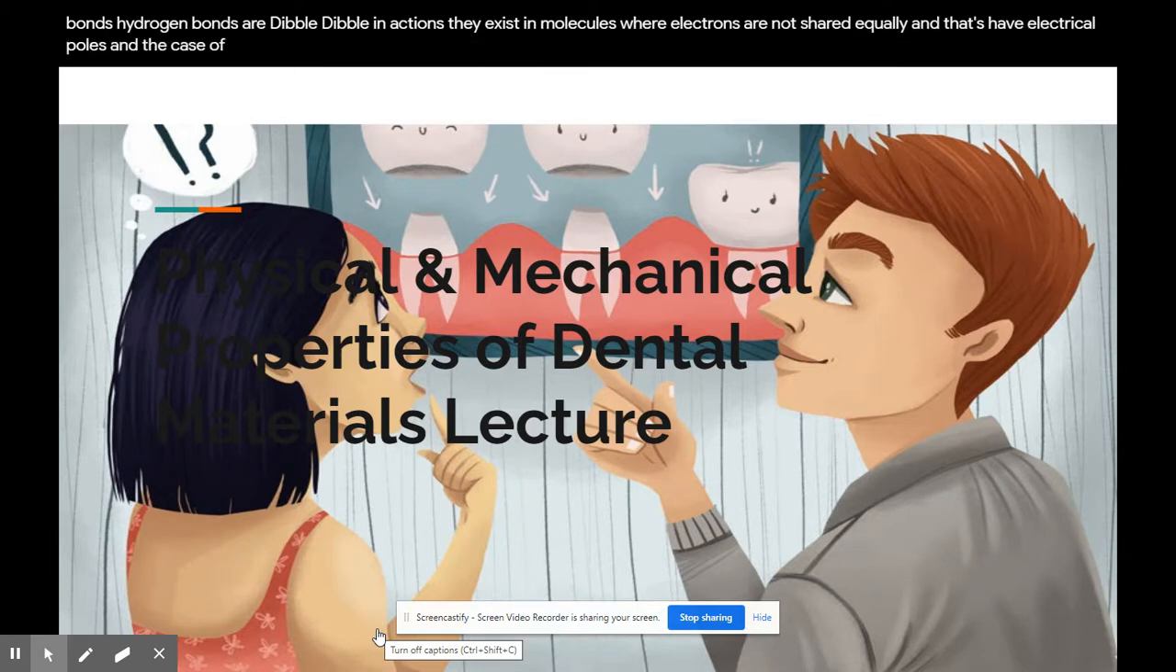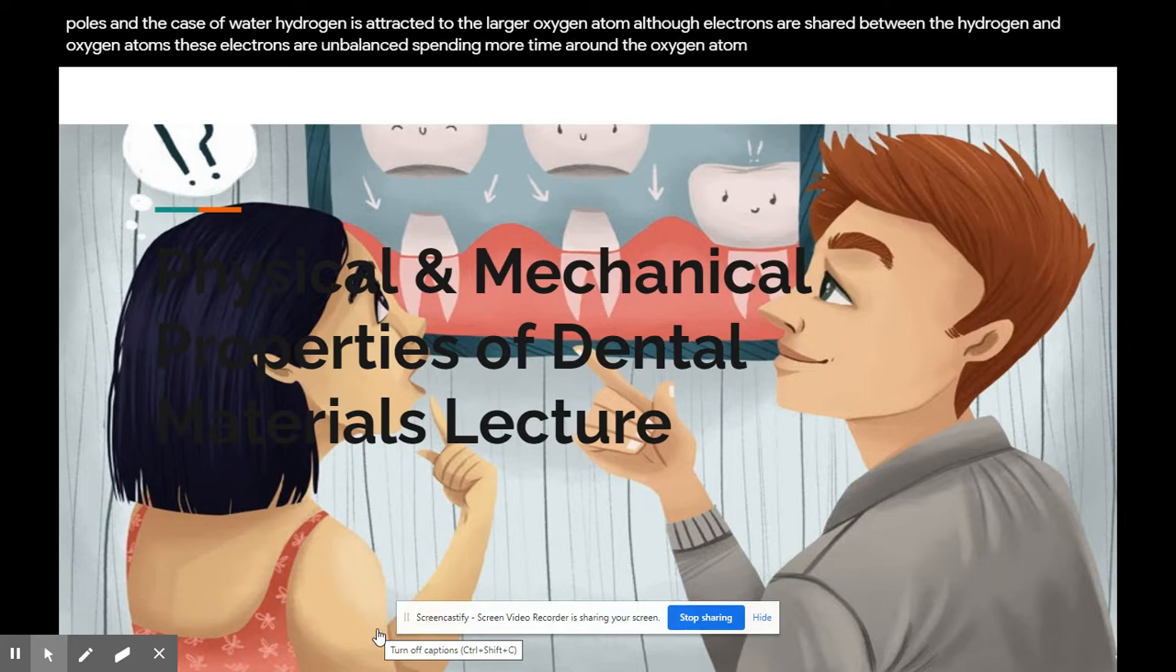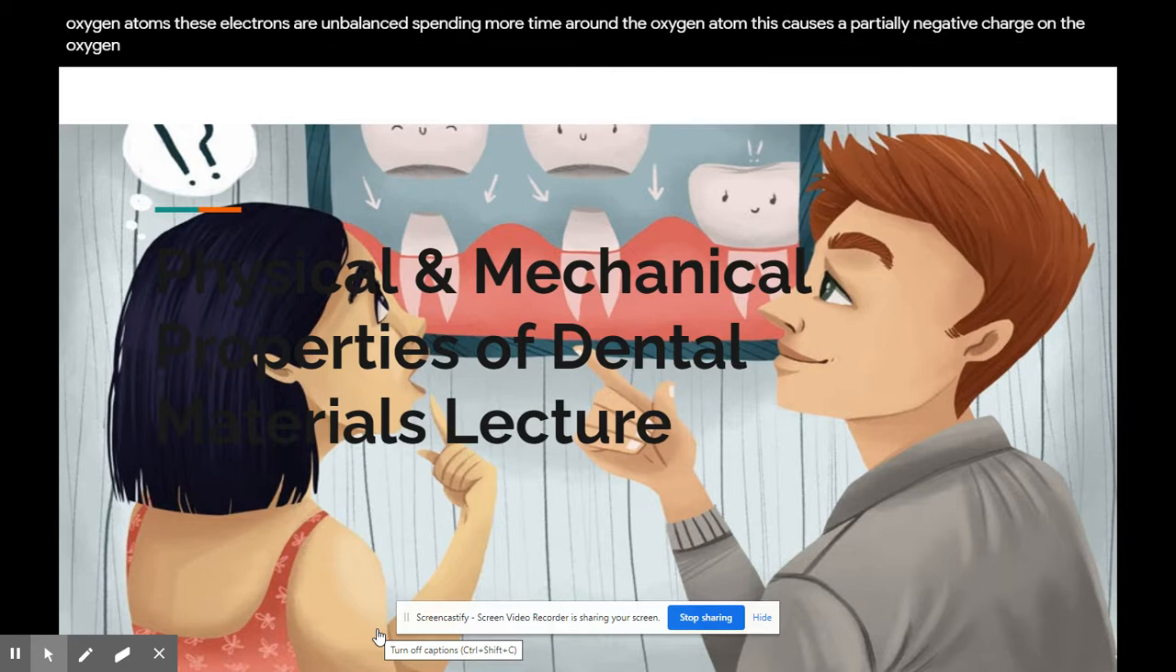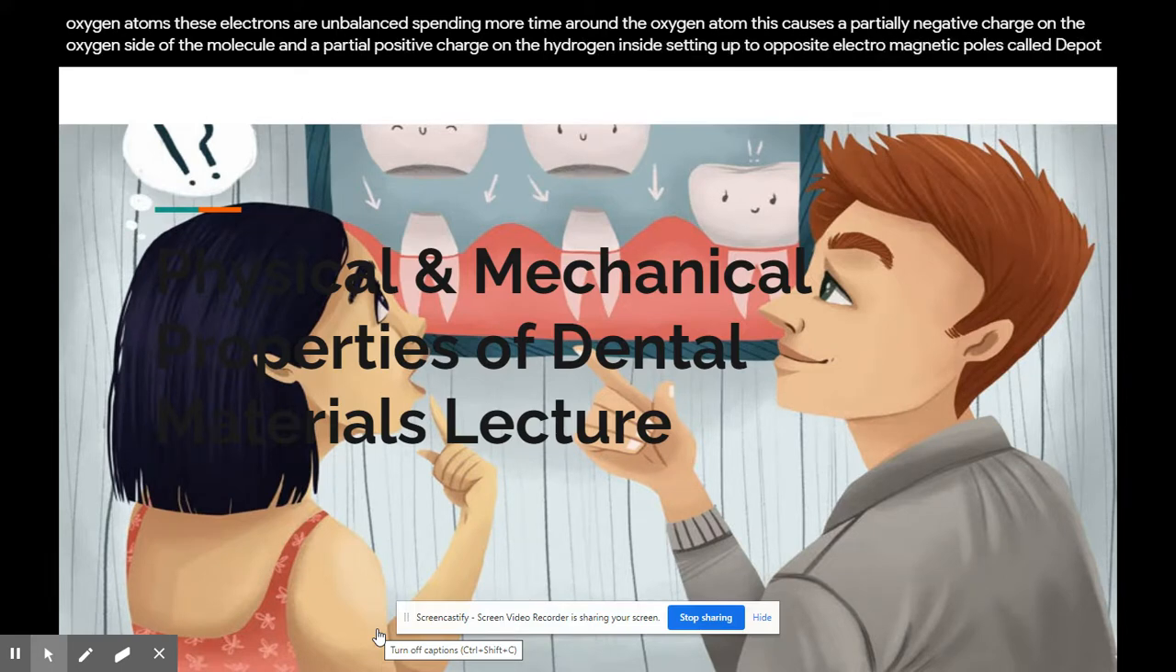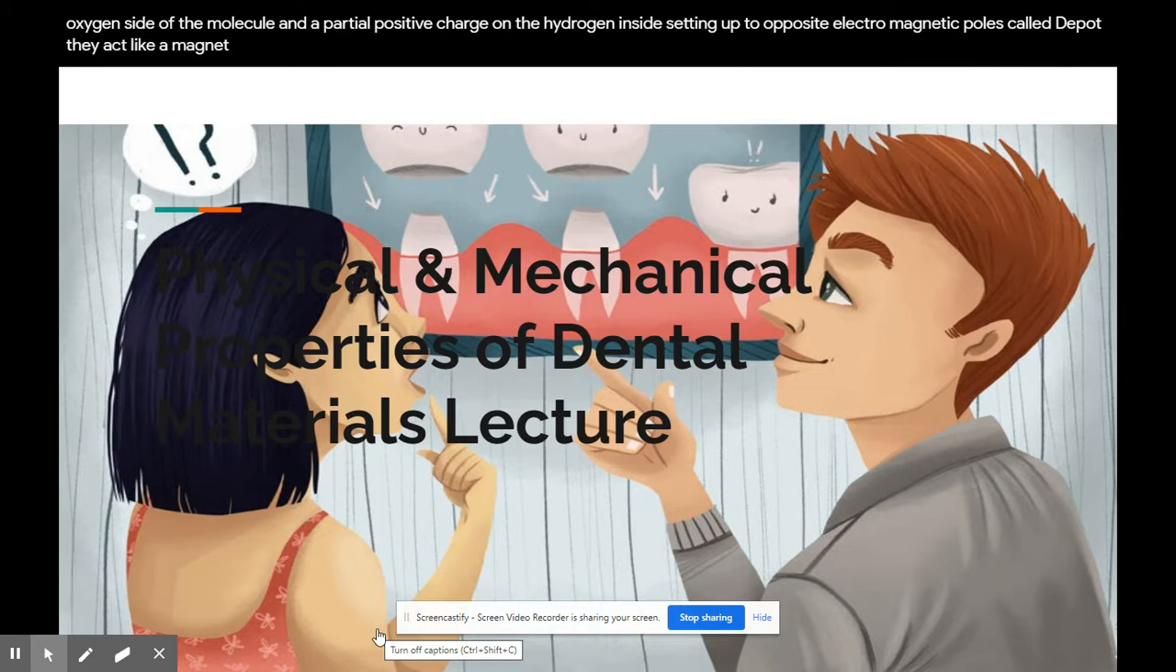In the case of water, hydrogen is attracted to the larger oxygen atom. Although electrons are shared between the hydrogen and oxygen atoms, these electrons are unbalanced, spending more time around the oxygen atom. This causes a partially negative charge on the oxygen side of the molecule and a partial positive charge on the hydrogen side, setting up two opposite electromagnetic poles called a dipole. They act like a magnet, attracting opposite charges.